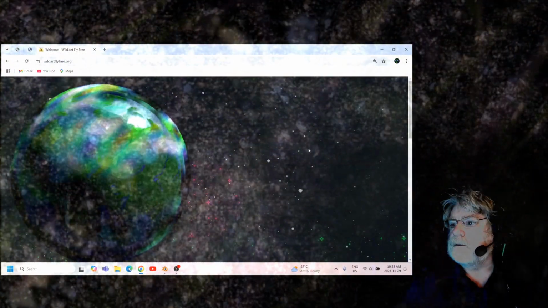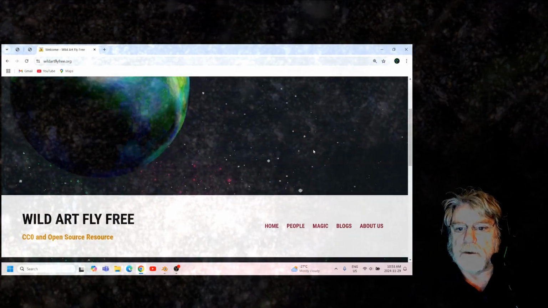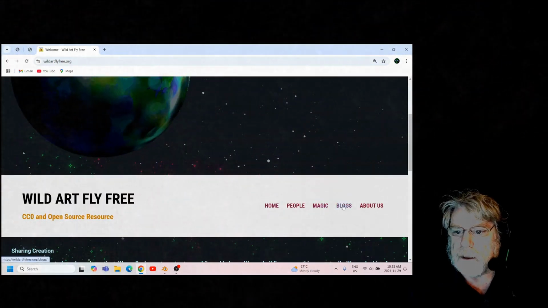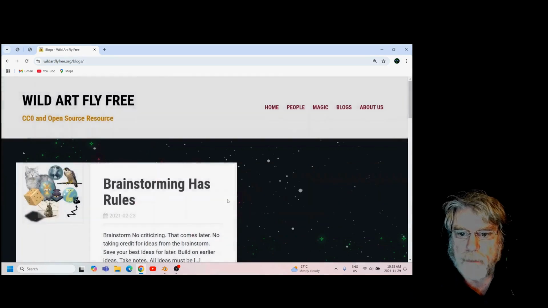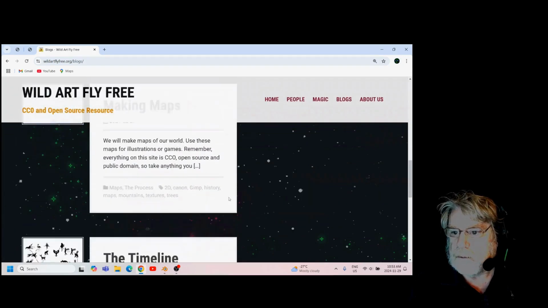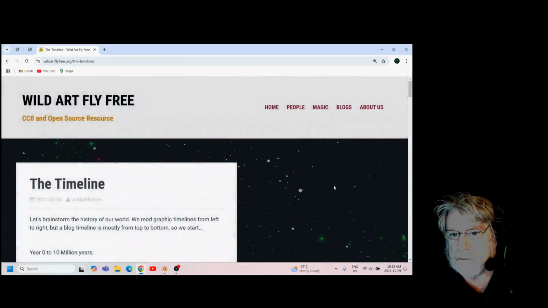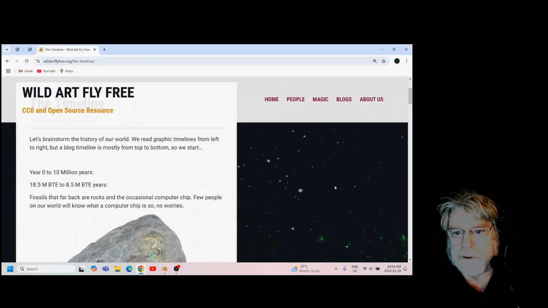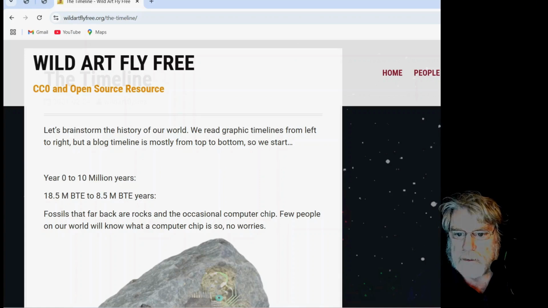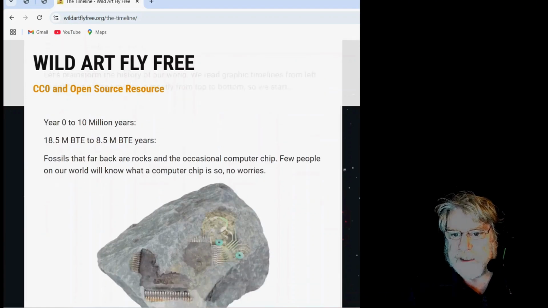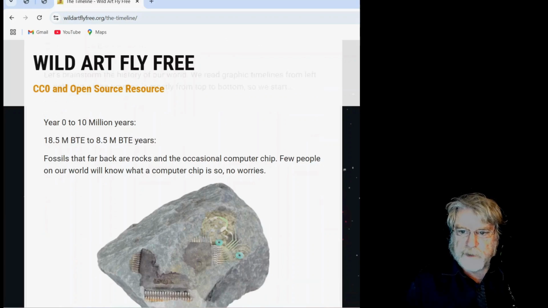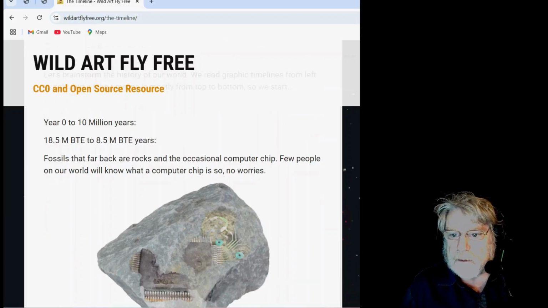And we're going into wildartflyfree.org, our website, and reading off the timeline. Year 0 to 10 million years ago. 18.5 million BTE to 8.5 million BTE years ago. Fossils that far back are rocks and the occasional computer chip. Few people on our world will know what a computer chip is, so no worries.